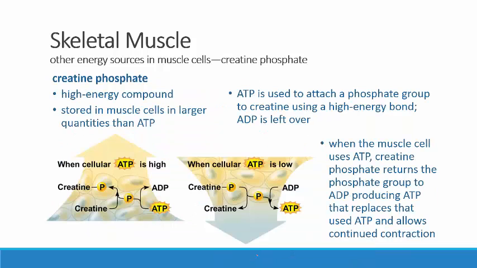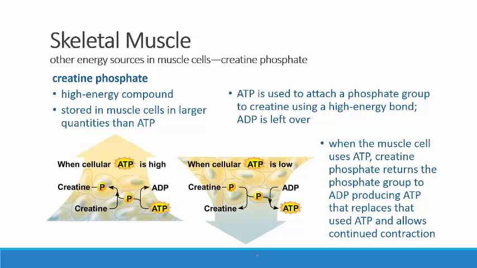Okay, so we'll start by looking at creatine phosphate. Creatine phosphate, like adenosine triphosphate, is a high-energy compound. And we can store it. Creatine phosphate is a much more stable form of energy storage than ATP is. While we can only produce small stores of ATP at any one time, we can create much larger stores of creatine phosphate.